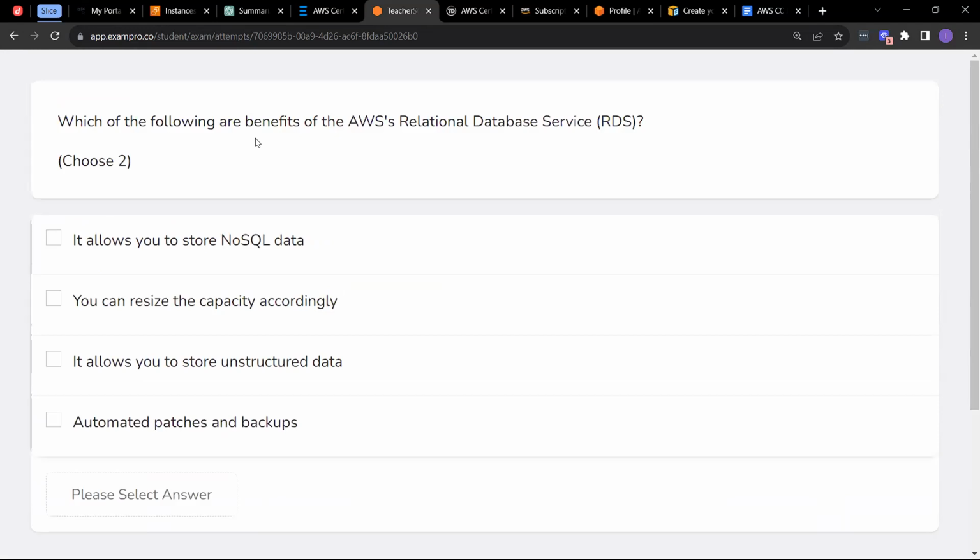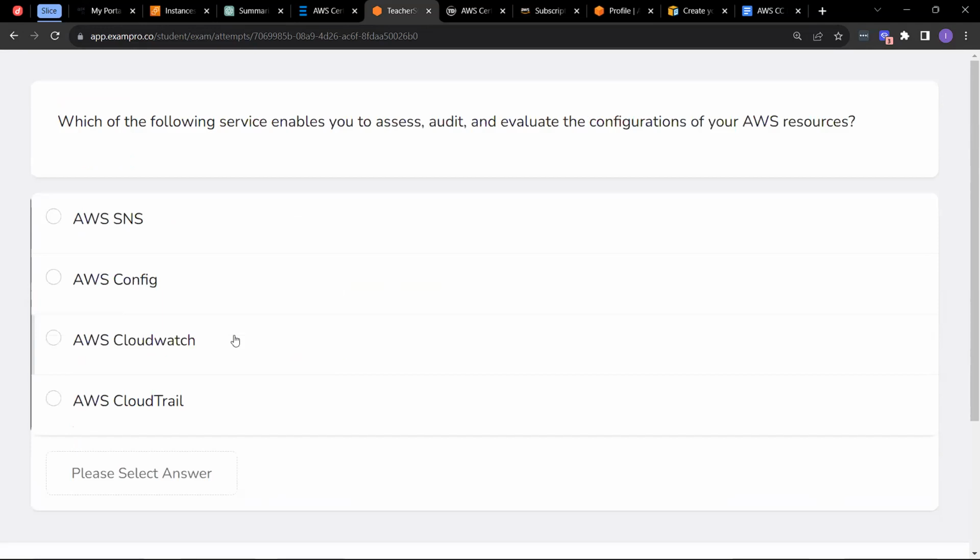Which of the following are benefits of the AWS Relational Database Service? We'll see. So this one is out. We are choosing two. This one is out. You can resize capacity accordingly. Allows you to store... no. So 2 and 4. Yes, 2 and 4. Which of the following services enable you to access, audit, and evaluate configurations? So immediately you see this one, then you are looking at Config, right? Config. Yeah.